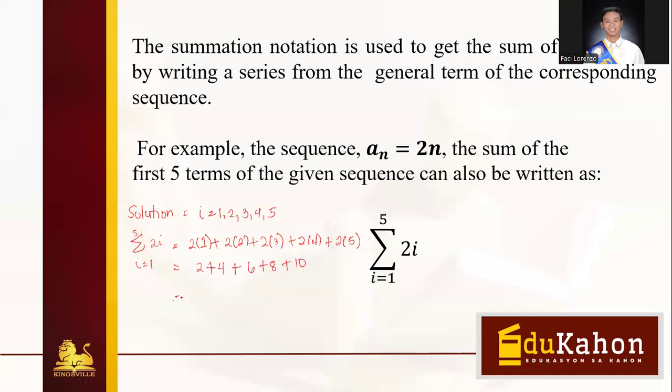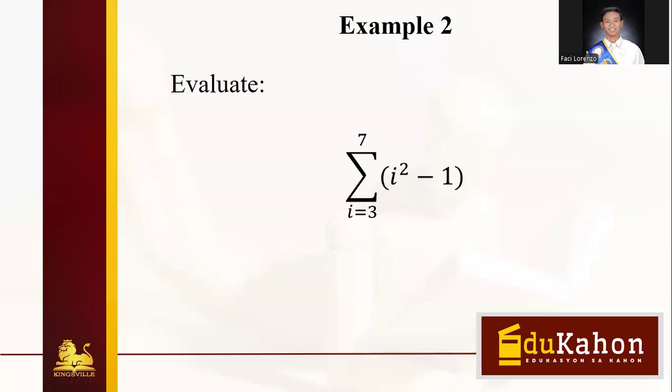And if you try to simplify this one, 2 plus 4 is 6. 6 plus 6 is 12. 12 plus 8 is 20. And 20 plus 10, that is already 30. So the summation of 2i, starting from i is equal to 1 up to 5, has a sum of 30. Okay, let's try to evaluate this one.